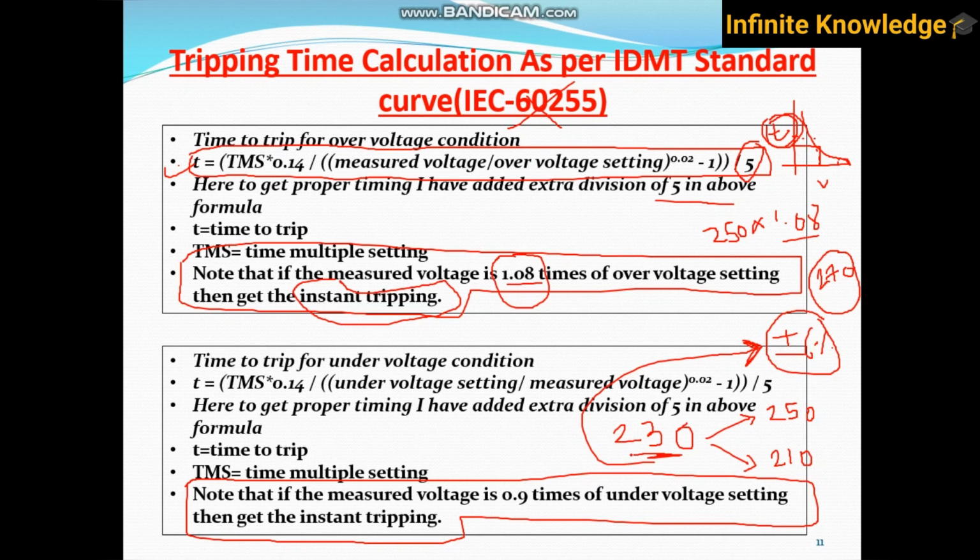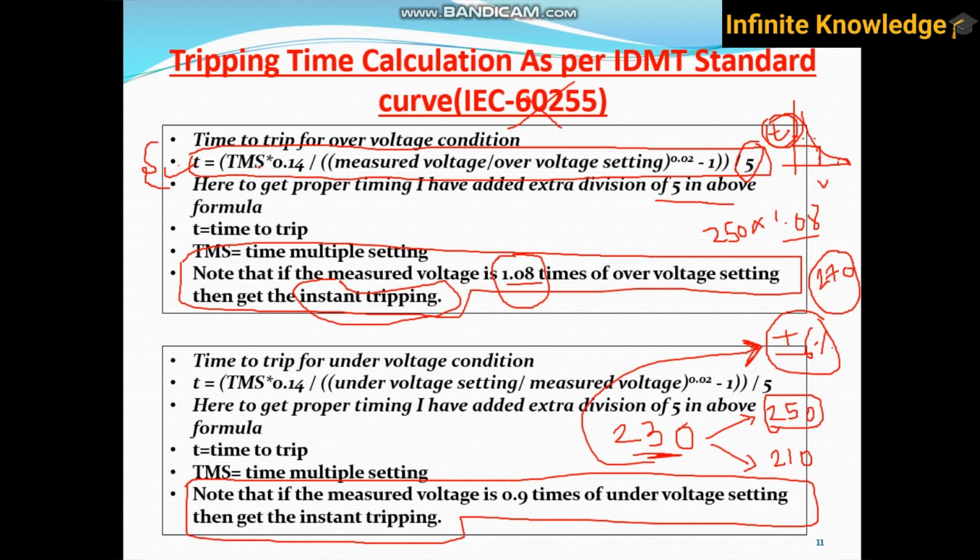Plus minus 6 percent voltage variation might occur in our homes as per the IEC standard. So we have considered this maximum voltage level. If my voltage increases beyond this limit, more than 250 volt, then the time to trip calculation will start, and after completion of this time, the tripping shall be generated.